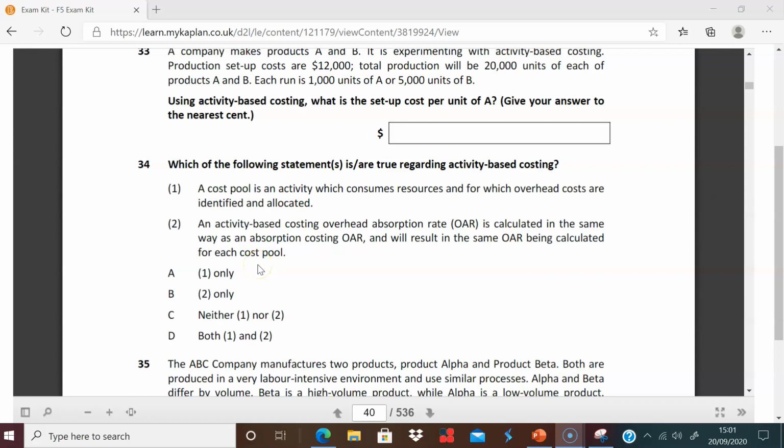Okay, guys, right. So we'll do questions 34 to 38. Let's look at 34. What we have here is it says, which of the following statements are true about ABC? Now, let's look at the first one.